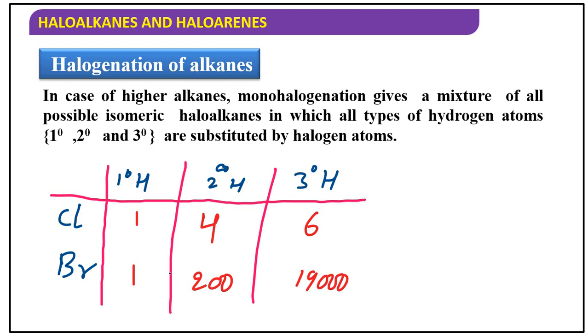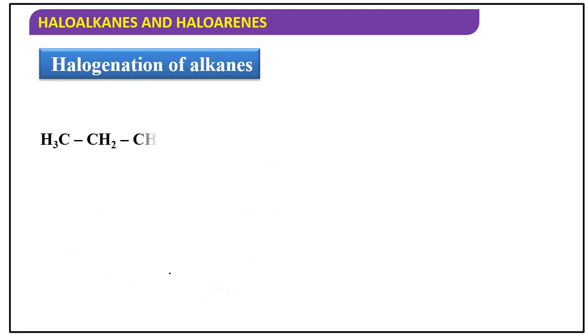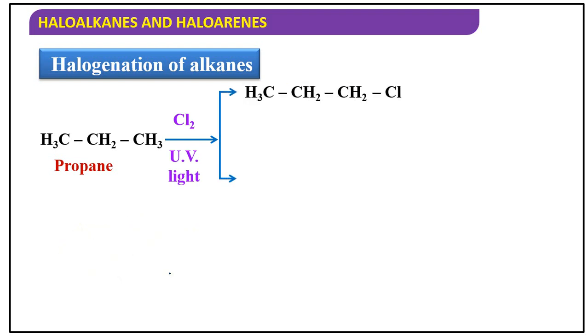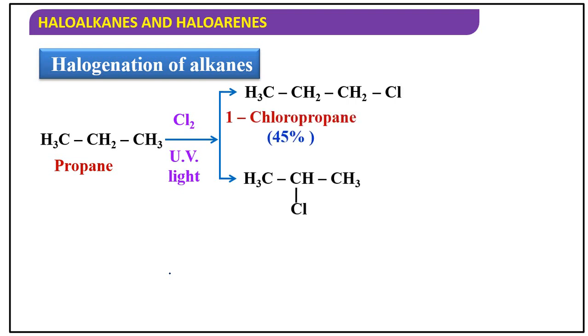Okay, see one reaction here. Propane is there, we are doing chlorination, monochlorination. So two products are possible in the monochlorination. One is 1-chloropropane, the second one is 2-chloropropane. See the percentage: one is 45%, the other one is 55%.